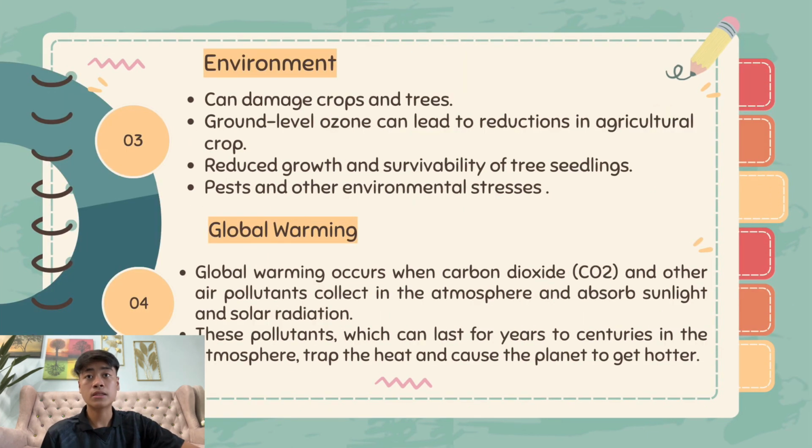The third is environment. Air pollution can damage crops and trees in a variety of ways. Ground level ozone can lead to reduction in agricultural crop and commercial forest yield. Thirdly, reduce growth and survivability of tree seedlings and increase plant susceptibility to disease, and lastly, pests and other environmental stress such as harsh weather.